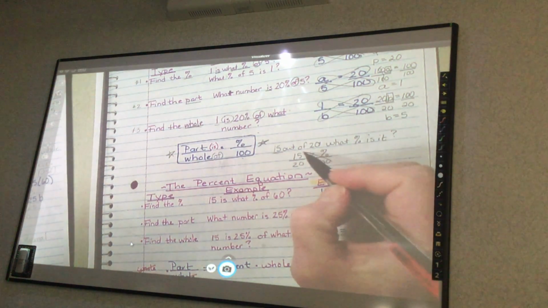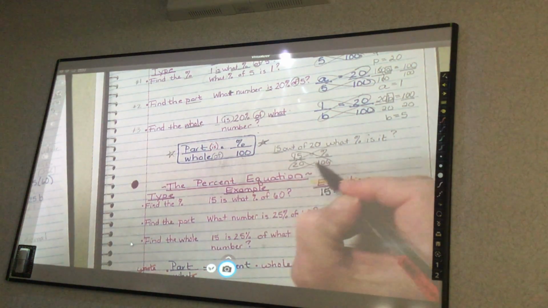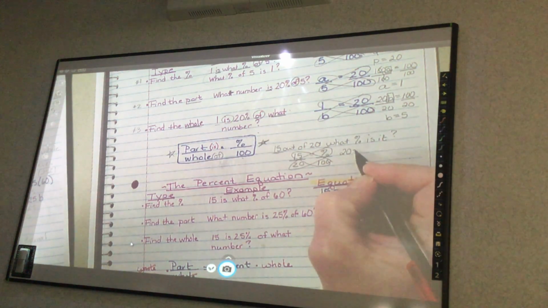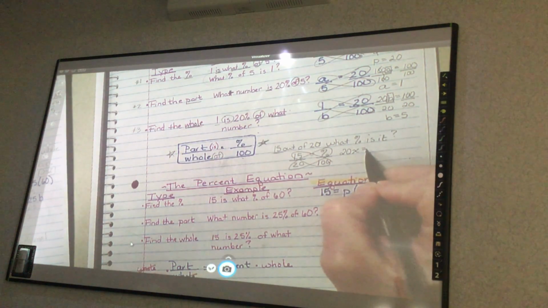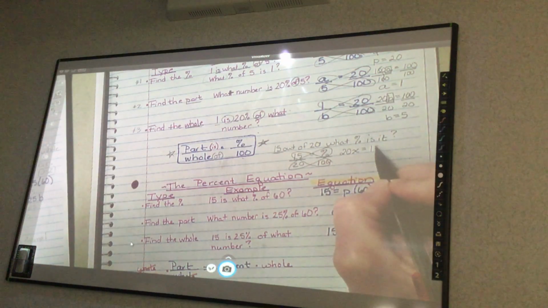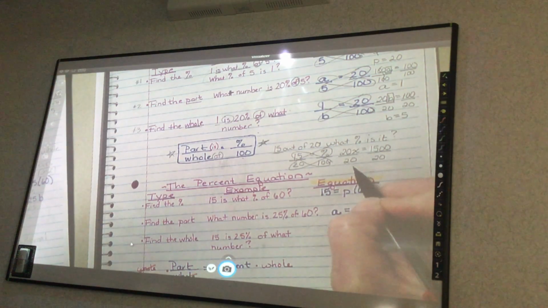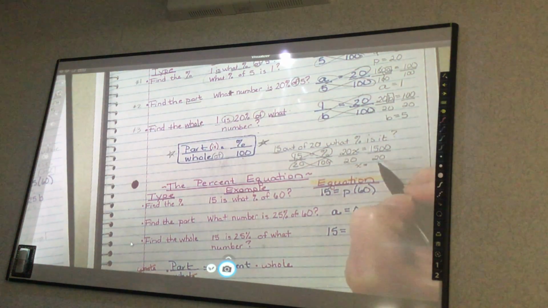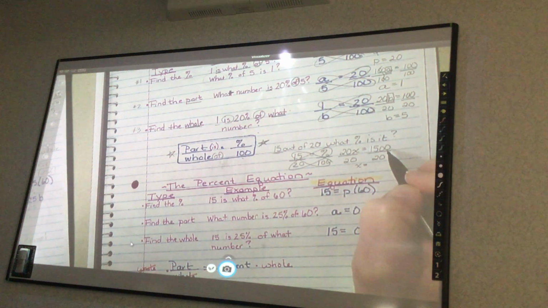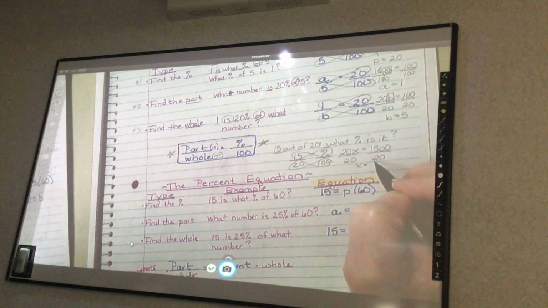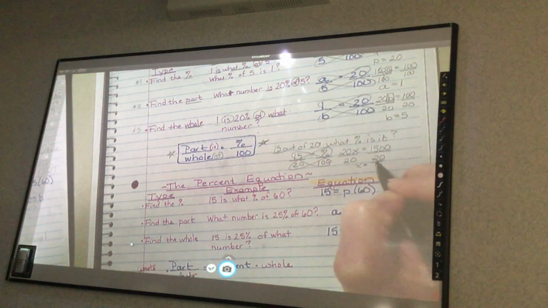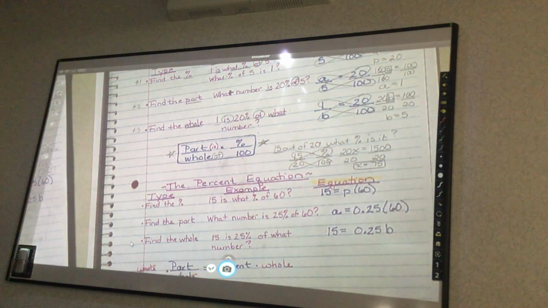Then we do the cross product. So 20, I'm going to use an X because I always like using X's, equals 15 times 100 is 1,500. Divide by 20. Divide by 20. And X equals what? 75. So that would be something you would need to do long division on.